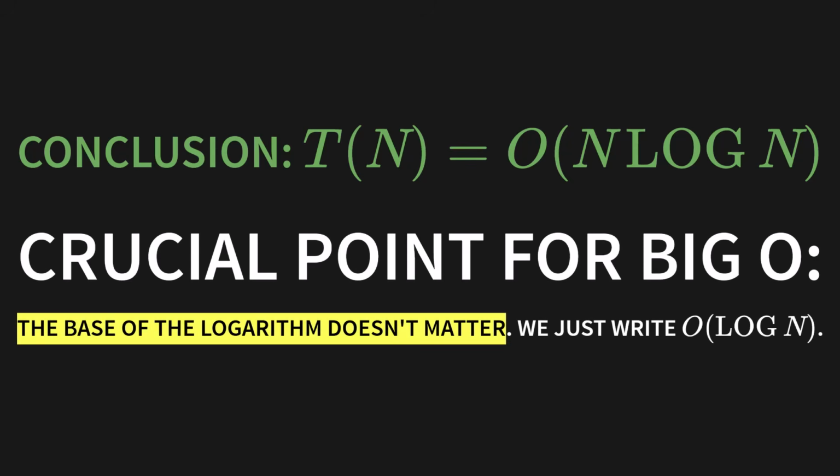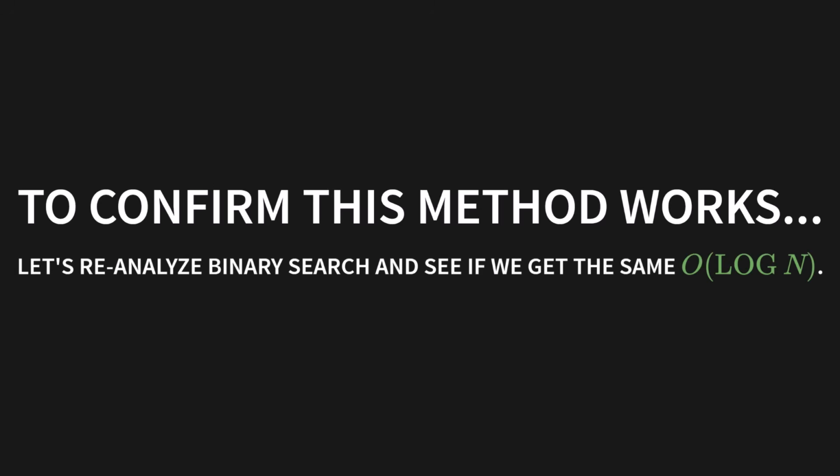Now, here's a crucial point for big O. Listen closely. The base of the logarithm doesn't matter. O of log base 3 of n is the same as log base 2, or natural log. We just write O of log n. So, to confirm this method works, and isn't just some magic trick, let's reanalyze binary search and see if we get the same O of log n that we got with the substitution method.